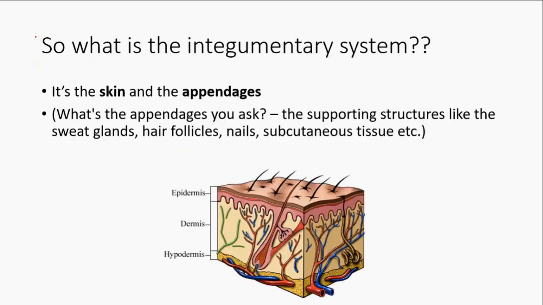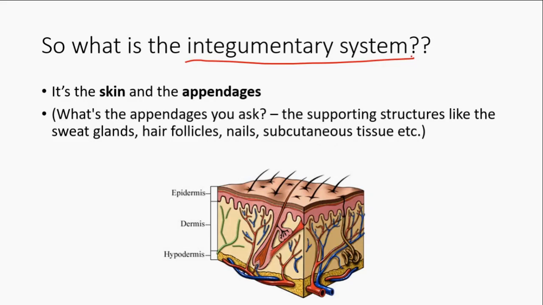So let's get started. Okay, so what exactly is the integumentary system? In the body you have lots of different systems. You have the cardiovascular system, the respiratory system, the endocrine system, the central nervous system. These are all different organ systems that carry out their own particular functions, and if you put all of the systems of the body together, that's when you get a fully functioning, healthy human being.